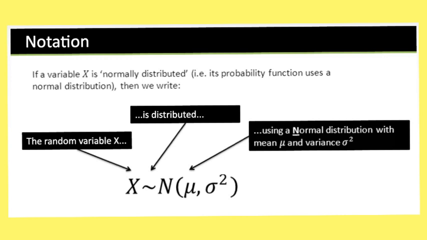Just as with binomial distribution, normal distribution has its own special notation. If a variable x is normally distributed, you write the random variable x is distributed. You put a capital N to show that it's a normal distribution, and then the two parameters you show are the mean and the variance, which is sigma squared.